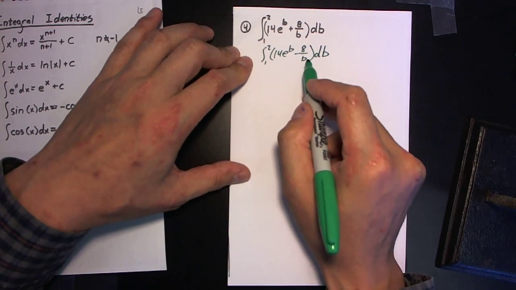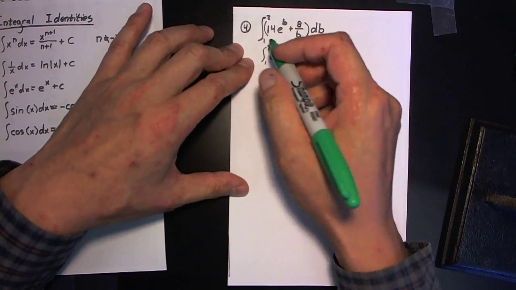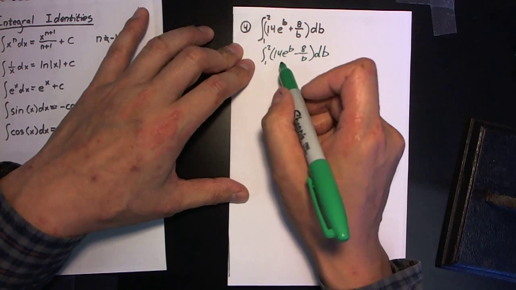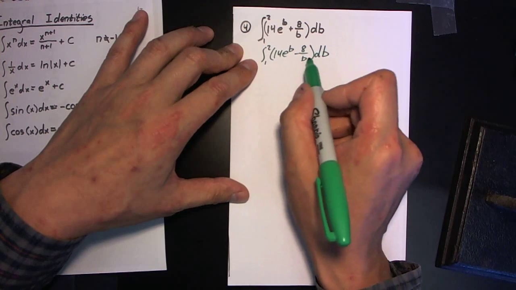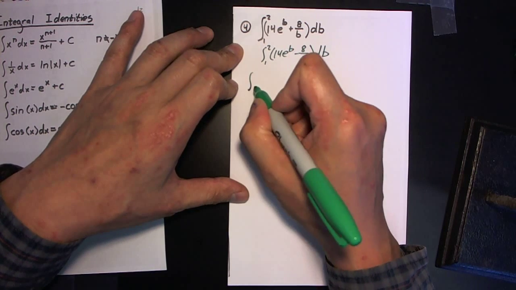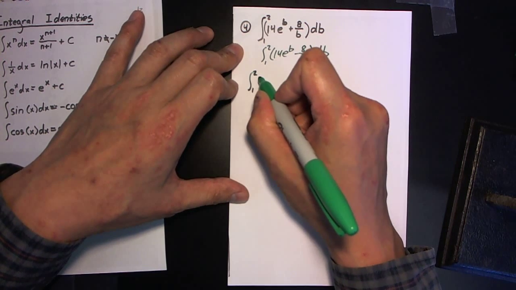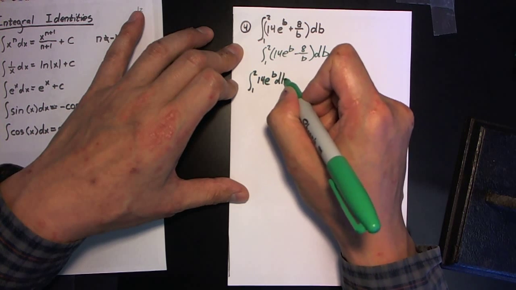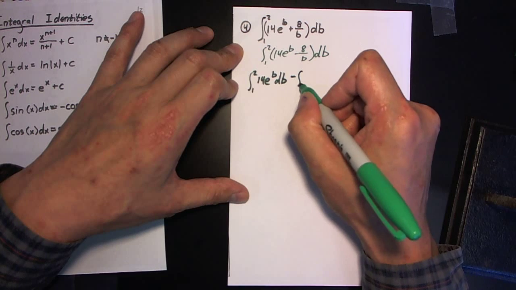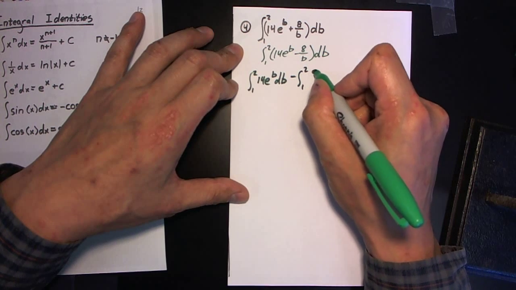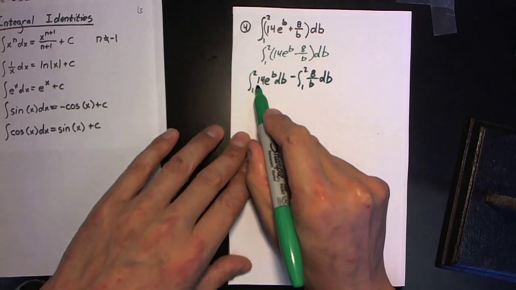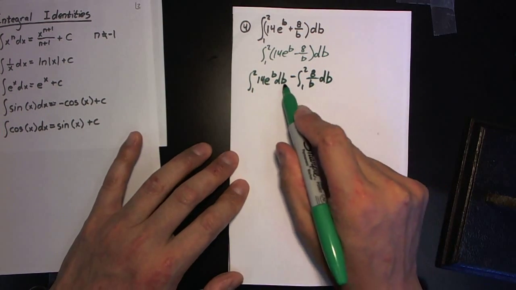Our variable here is b rather than x. It's all the same. Sorry, the negative sign and the fraction bar ran into each other there. But we have two functions subtracted from each other. That means we can break the integral up into two separate integrals and then tackle each identity separately. We can factor the 14 out of this one and the 8 out of this one.